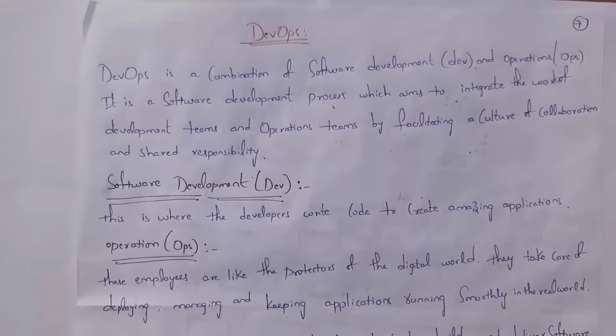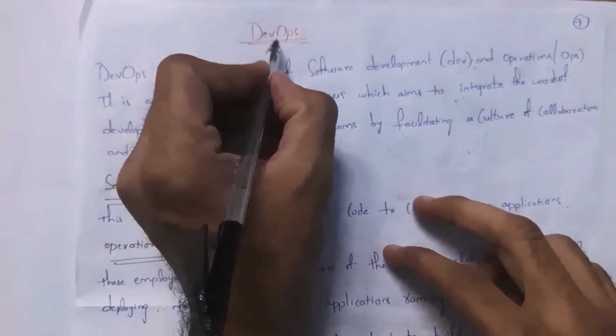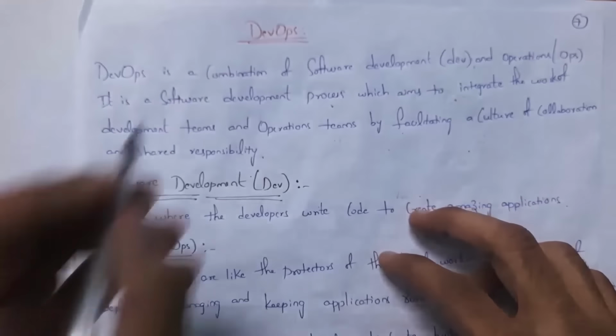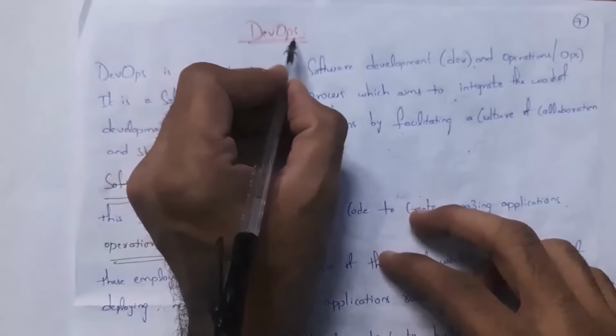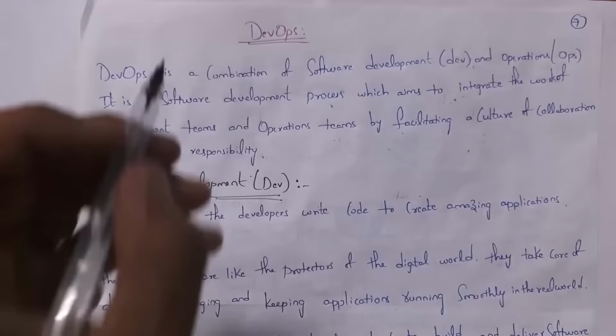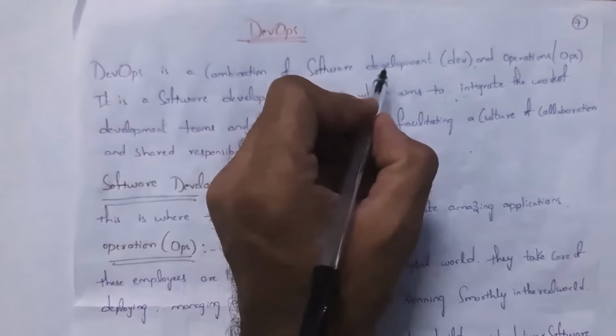Now I will explain what is DevOps. Guys, DevOps stands for development plus operations, where DEV stands for development and OPS stands for operations. So DevOps is a combination of software development and operations.